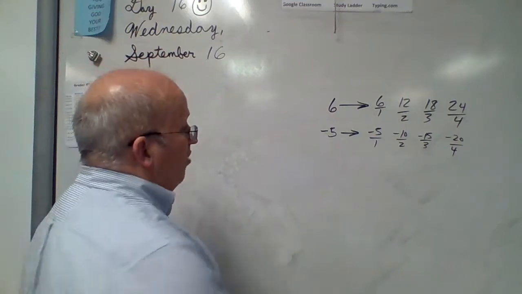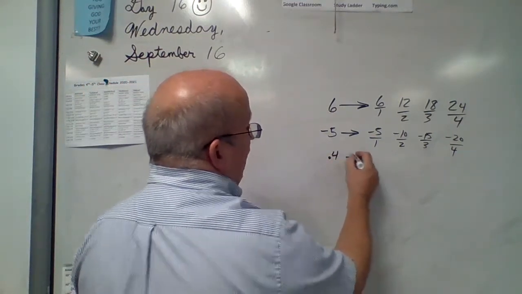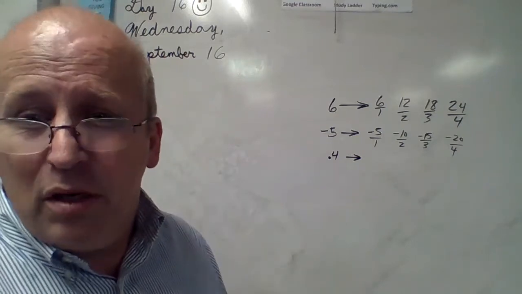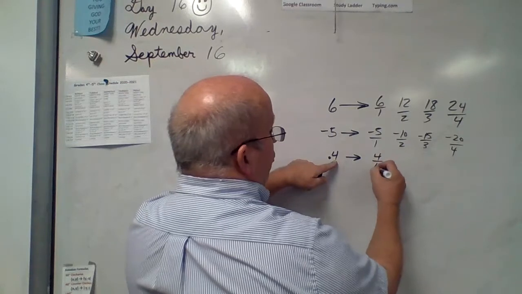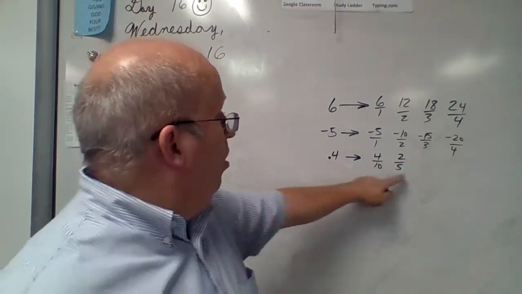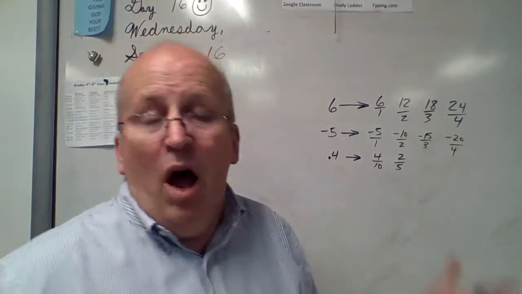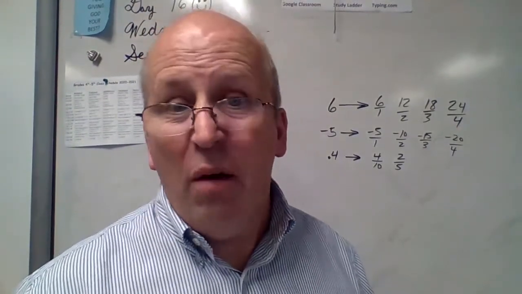I can also take a decimal number, like let's say, for example, 0.4. I can turn 0.4 into a fraction, right? Think about place values. This is called 0.4, but we could also call it 4/10, or if we simplify, 2/5. All of these are the exact same number. I turned it into a fraction, therefore it's a rational number.